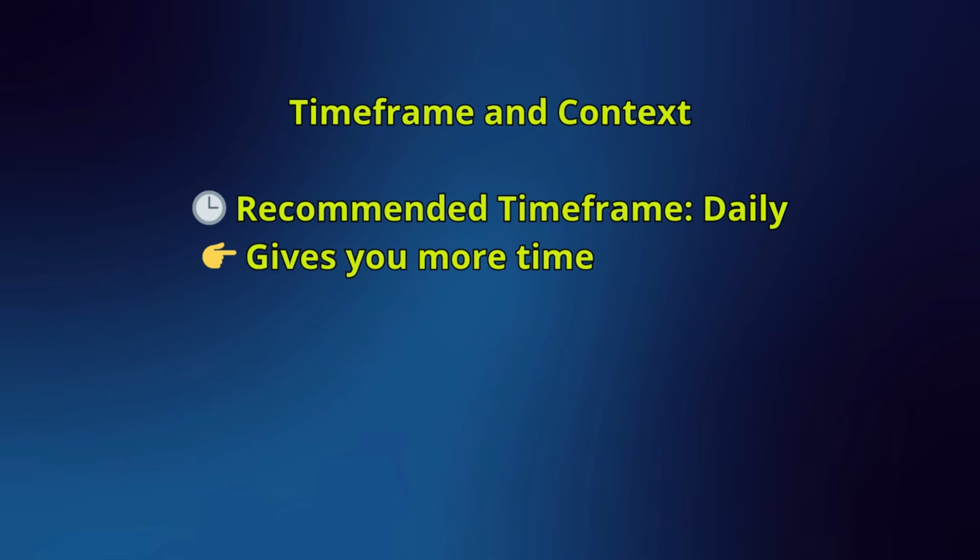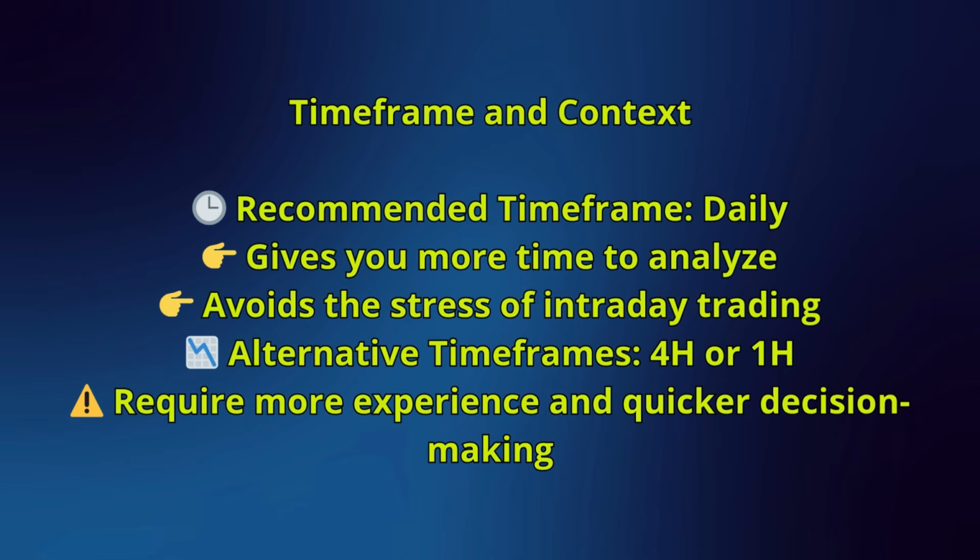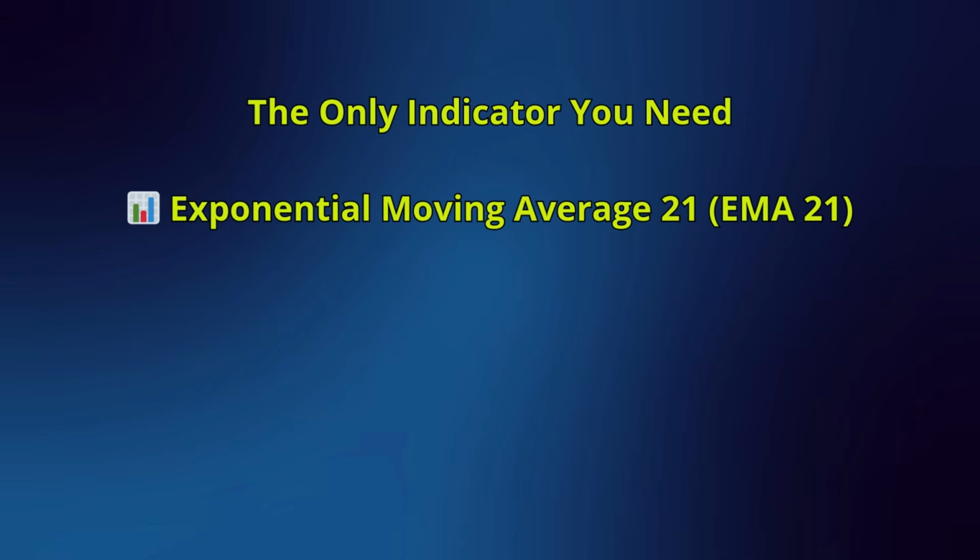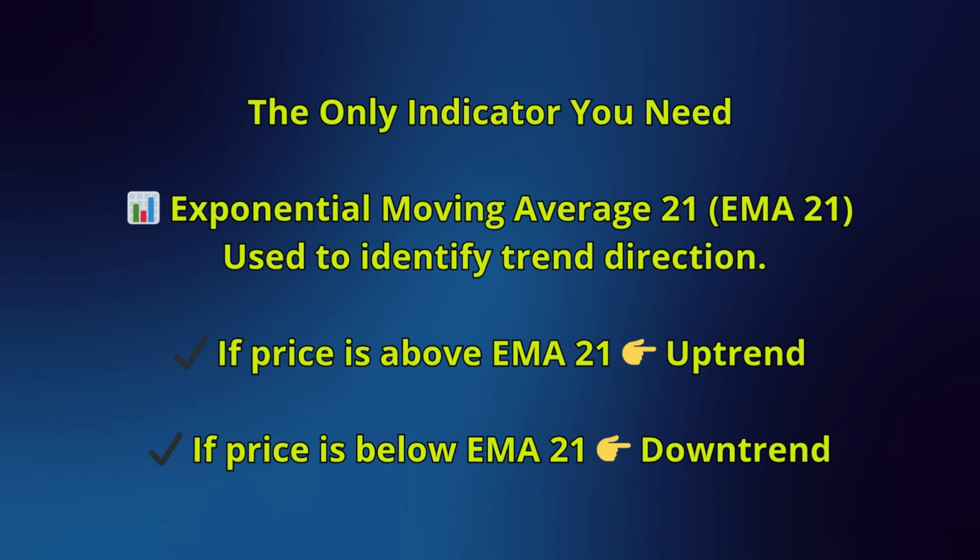The recommended time frame remains the daily chart. Trading on the daily chart provides the clearest signals, ample time for analysis, and effectively avoids the stress of fast-paced intraday trading. For experienced traders, alternatives like the 4-hour or 1-hour chart can be used, but be prepared for quicker decision-making. The only indicator we rely on is the exponential moving average 21, or EMA 21. Its role is simple and vital, confirming the trend.